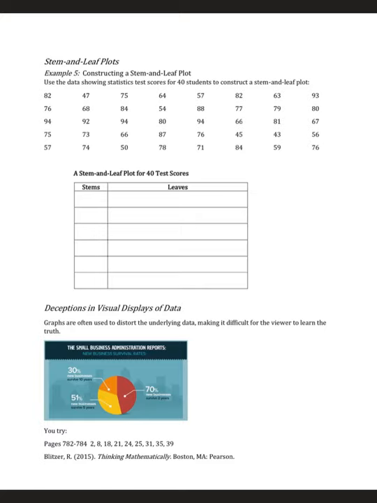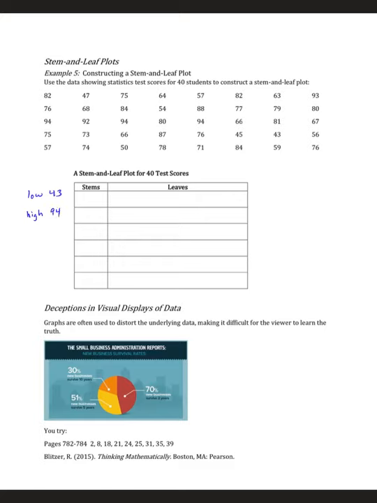The stems, you're going to think of these as the numbers in the tens place, if you will. So for example, the 8 would be a stem, the 7, the 9, the 7, the 5, and so forth. And this is going to be the same group of data that we looked at in the previous example with the grades or the exam scores. So we know from before that the low grade was a 43 and the high grade was a 94.